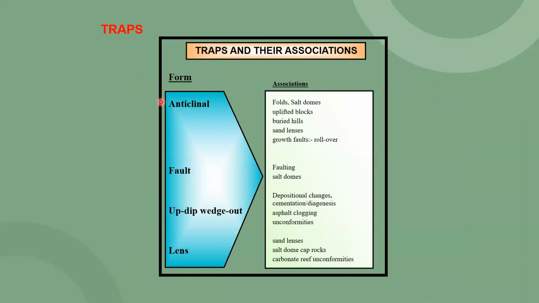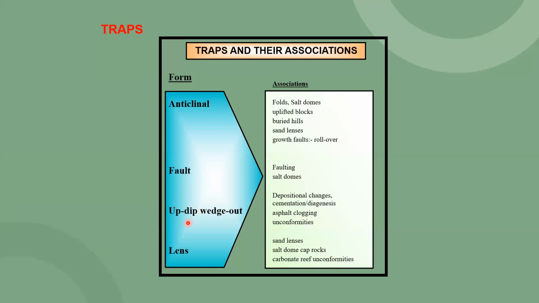So normally if you have the anticline, the anticline is normally known as the fold, or the salt dome, or the uplift block, or the buried hills, like sand lands, and also different types of structure. The second trap can be fault. So in faulting, a fault can behave like a migration path, or sometimes it behaves like a trap, that I have shown in the last example, but I will show you another example as well.